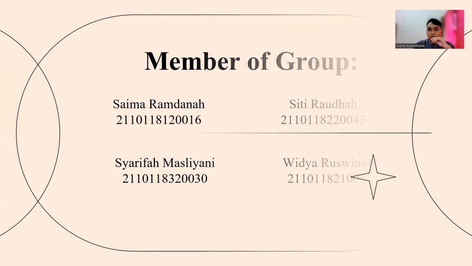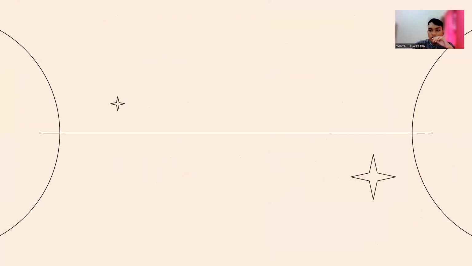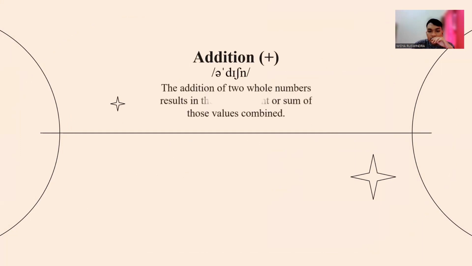Okay, I will explain some vocabulary, with some examples and questions. First vocabulary is addition. This is the symbol of addition, and the pronunciation is addition.